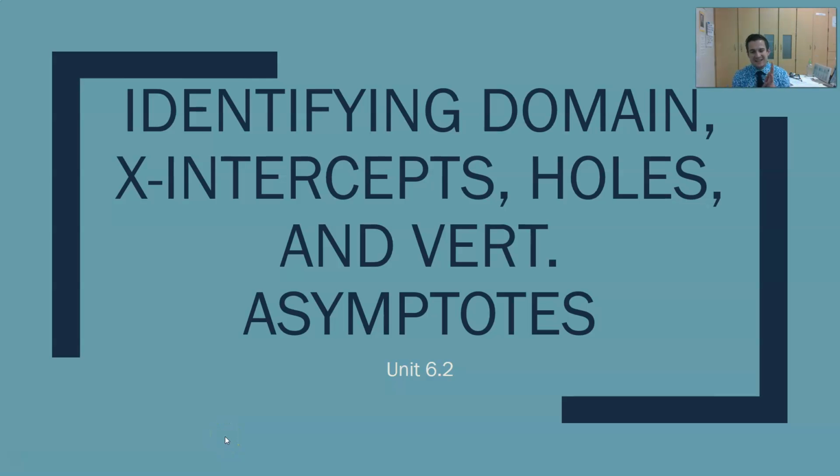We're in Unit 6. In Unit 6.1, we talked about looking at rational graphs and determining some of the characteristics of those graphs. Here in Section 2, 6.2, we're going to talk about identifying those same characteristics like the domain, the x-intercepts, the holes, and the vertical asymptotes. Except without the graphs, we're going to identify those just using the equations. We'll talk about how we find these different characteristics from rational equations.